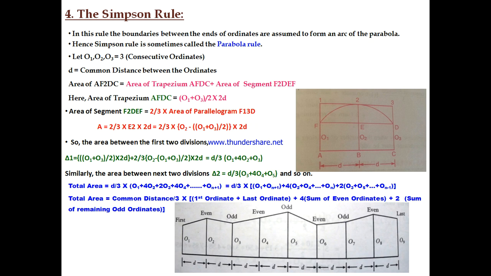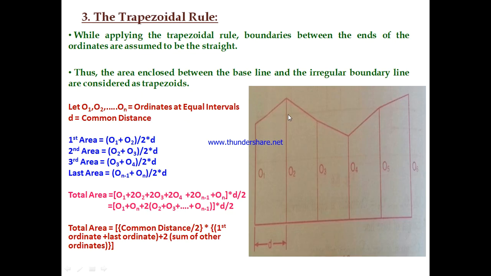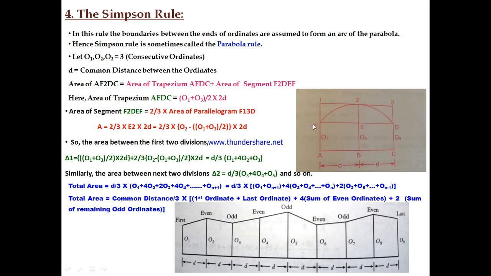In this particular rule, the boundaries between the ends of the ordinates are assumed to form an arc of a parabola. Here, in the trapezoidal rule, we supposed that the boundaries between the ends of the ordinates are straight, and the irregular boundary line is considered to have the shape of a trapezoid. While here we are saying that the boundaries between the ends of the ordinates form an arc of a parabola. So Simpson's rule is also sometimes known as the parabola rule.